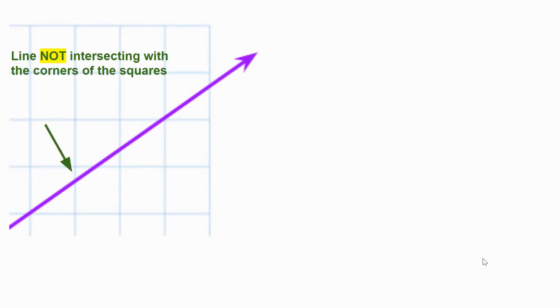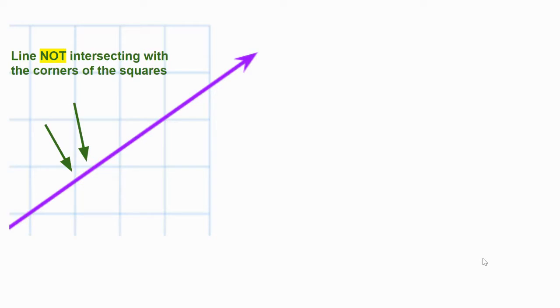So real quick, here's a line. All right, let's take a look at where it's not intersecting on the corners. Okay, let's start with that. There it's intersecting just with the vertical line. Only one of the lines is being intersected there, one of those blue lines of the graph.